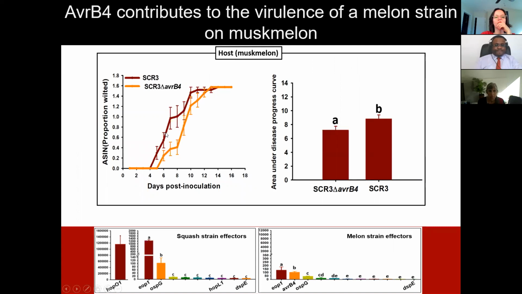So the very first one we found was that a deletion mutant of AVRB4 in a melon strain reduced its virulence on its muskmelon host. This AVR was one of the effectors that was expressed in the melon strain that we used in this study. So this actually demonstrates that AVR contributes to the virulence of this particular strain.